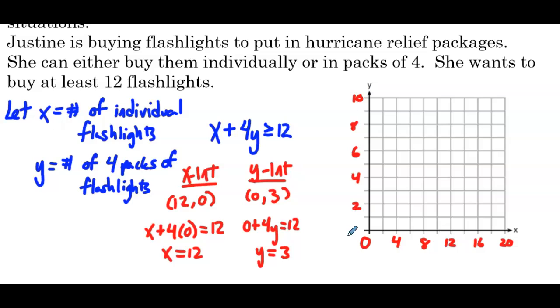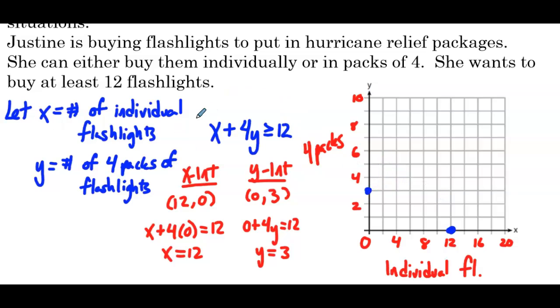Now we need to label what each axis is. The x-axis is the individual flashlights. We'll abbreviate that FL. And the y-axis is the 4-packs. Now we can plot both points. So we have 12, 0, and we have 0, 3.